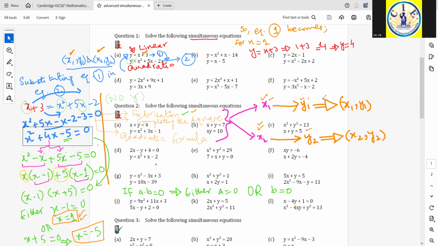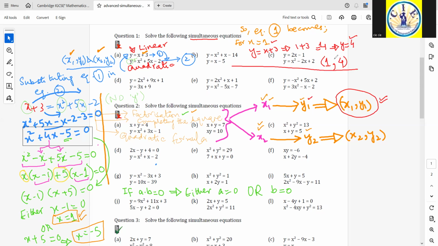So I've got this value. Now I just need to write it down in the form of a point. The point would be the value of x is 1, comma, the value of y is 4. So 1, comma 4 is my point.